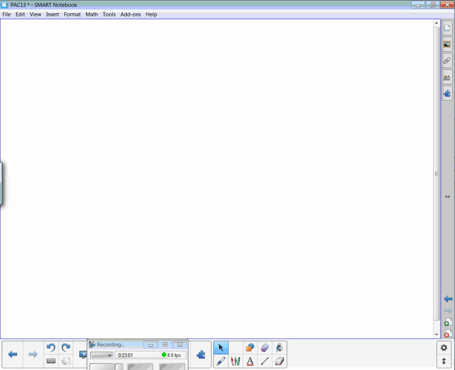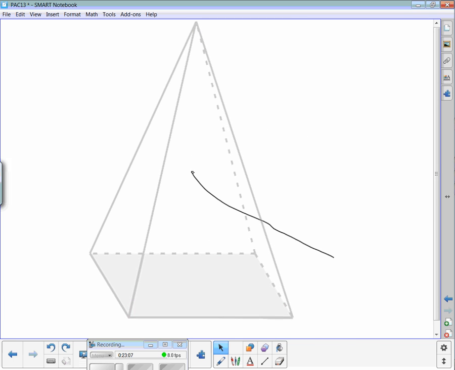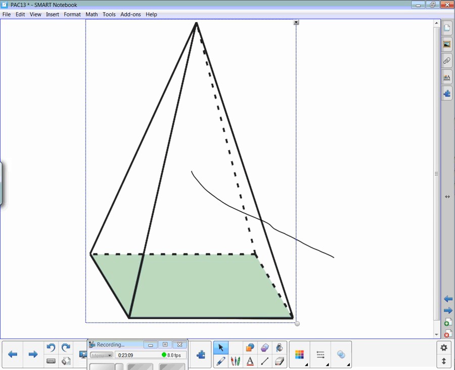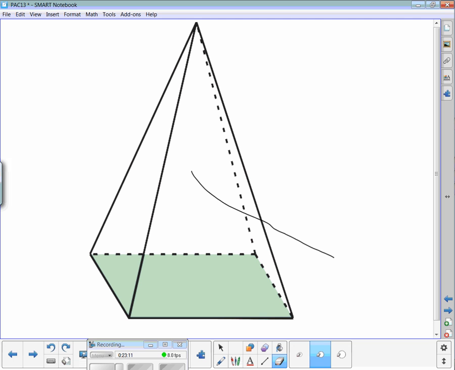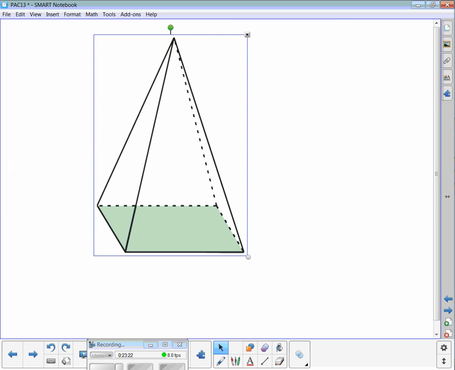Another shape is a pyramid. Okay, so a pyramid. What's going to happen with this thing?